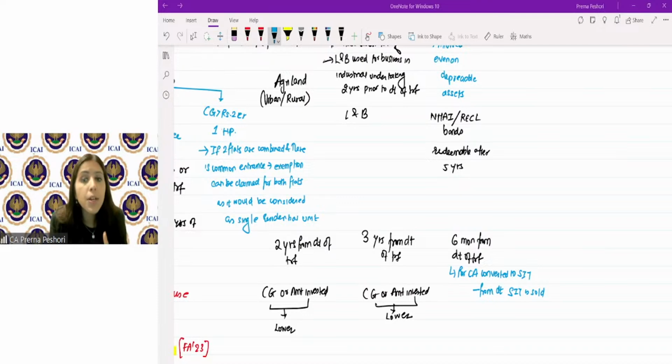There was another situation where we also discussed that. If you remember the compulsory acquisition of land, there also I spoke about this 54EC. So from when do we have to consider? From the date when the asset is compulsorily acquired, or from the date when the compensation is first received? So how do you reckon the 6 months period?